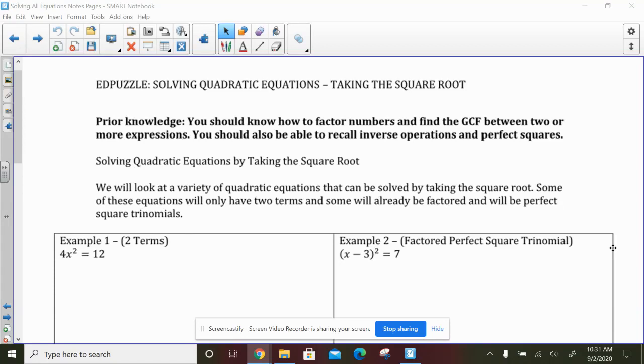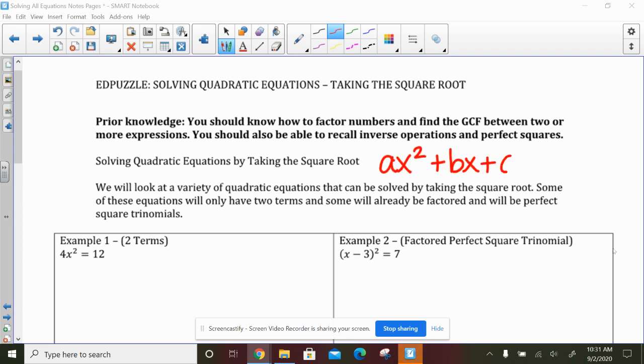All right, the next method of solving quadratic equations that we're going to do is called taking the square root. So in order to do taking the square root, what's going to happen is, when we have a quadratic equation, ax squared plus bx plus c equals 0, this b term, this term right here, will be missing. And that is going to be the easiest way to solve an equation when you're missing your b value.